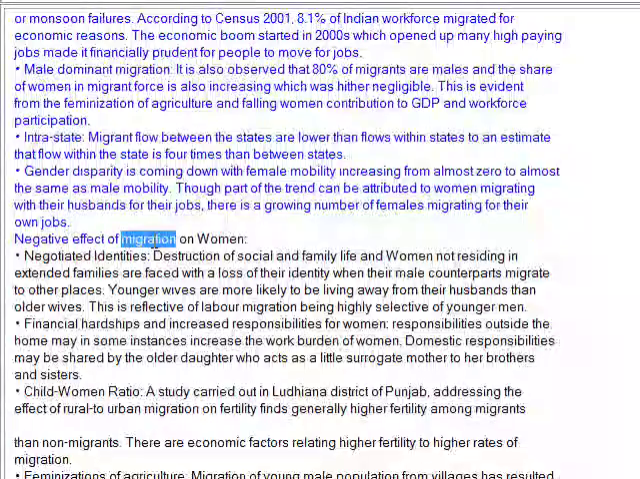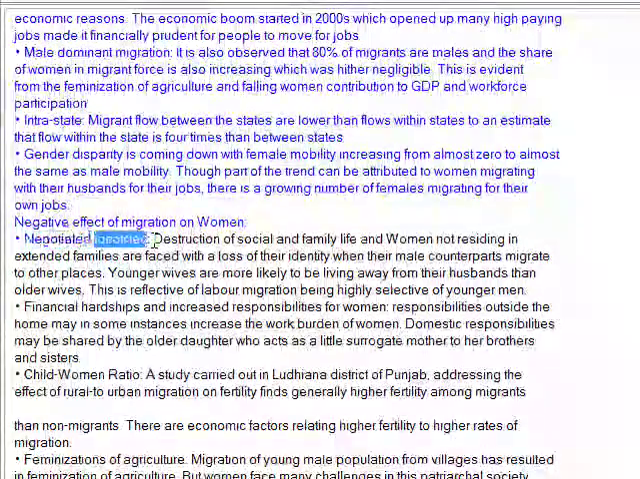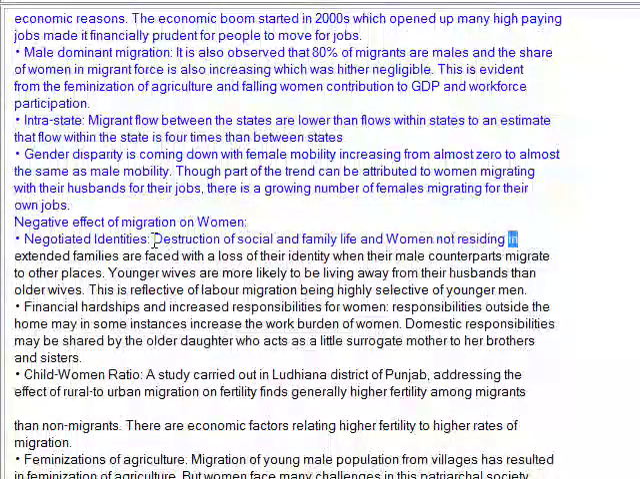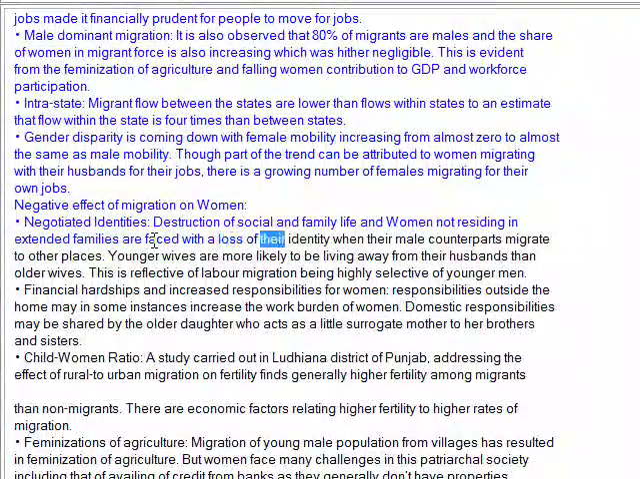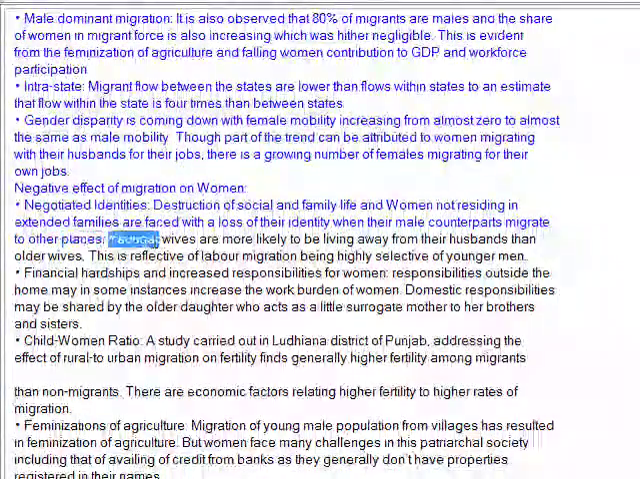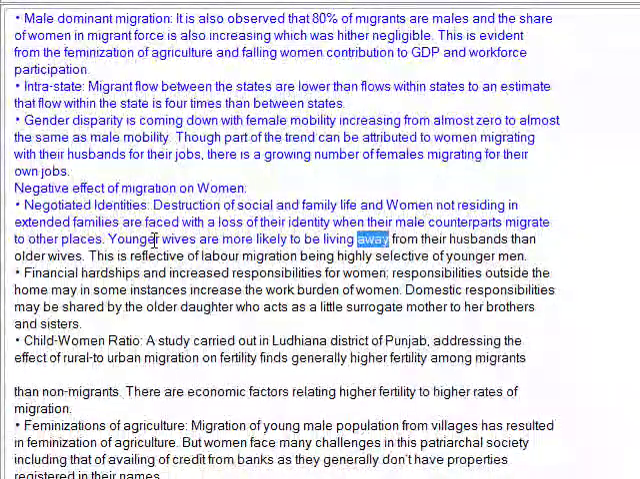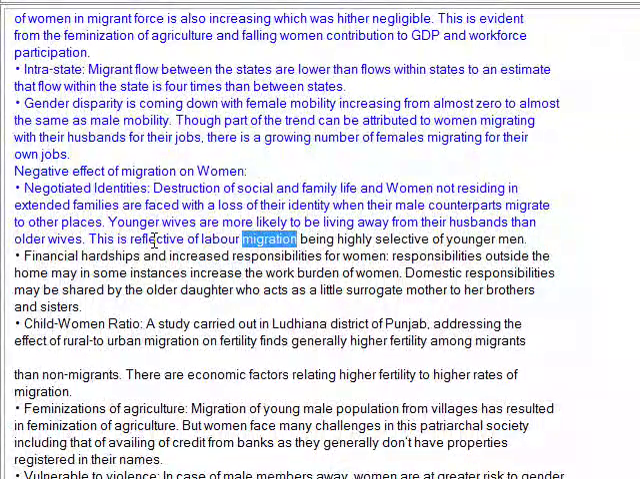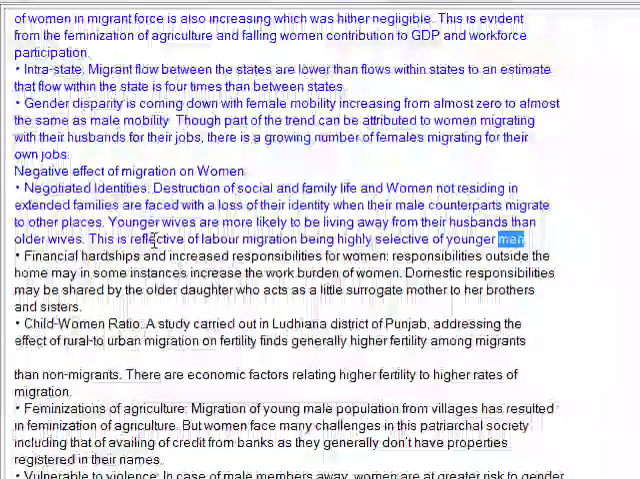Negative effect of migration on women. Negotiated identities. Destruction of social and family life, and women not residing in extended families are faced with a loss of their identity when their male counterparts migrate to other places. Younger wives are more likely to be living away from their husbands than older wives. This is reflective of labor migration being highly selective of younger men.